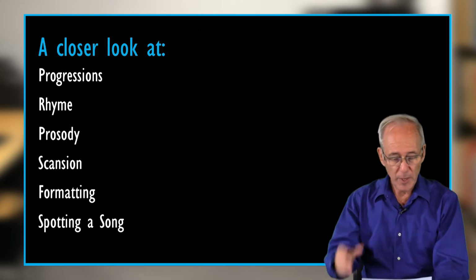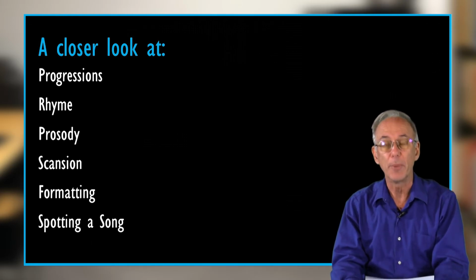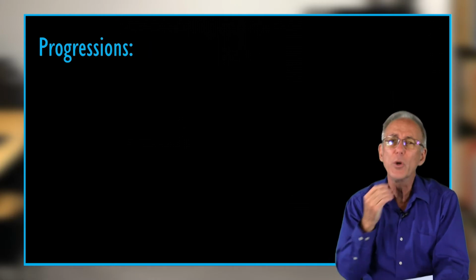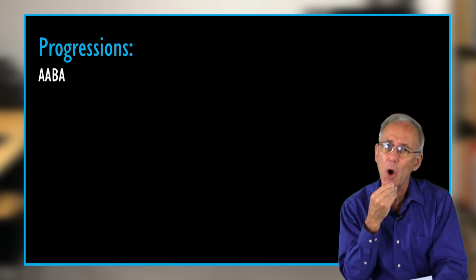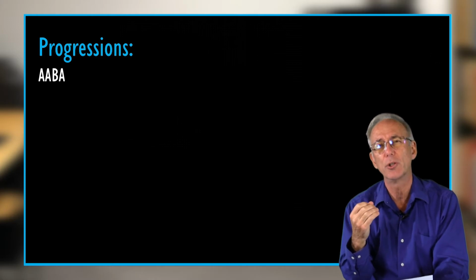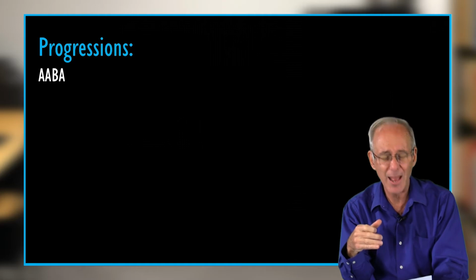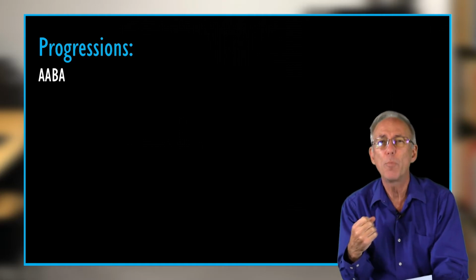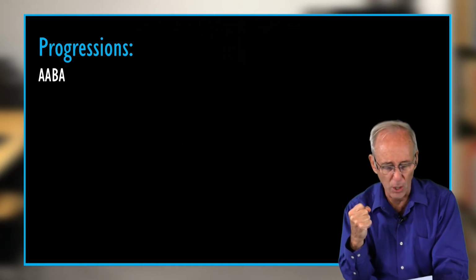I want to expand a little bit on progressions, rhyme, prosody, scansion, formatting, spotting a song, and what's up ahead for you. In the progressions unit, we'll start with an explanation of the AABA song form, and we'll talk about what song structure you might choose, the structure of songs in musical theater, and why AABA has become so powerful in musical theater, what's strong about it, and why it's lasted for so long.